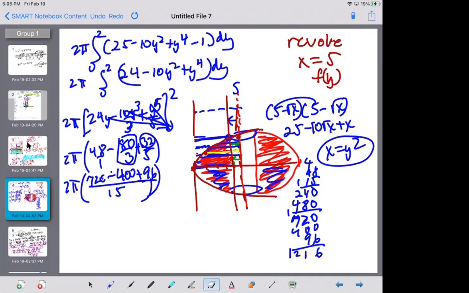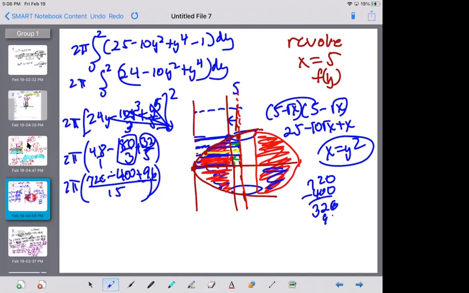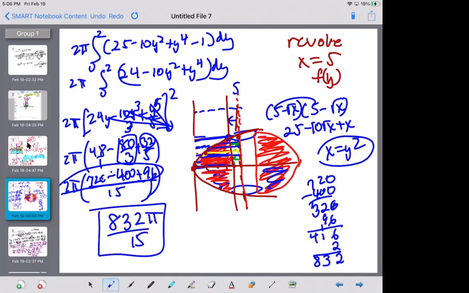All right. Watch out for all my mistakes. All right, so 720 minus 400 is 320, and 96 more is 416, times 2 is 832. So all of this multiplied together at the top is 832 pi over 15. And I'll double check that later and come back and say again if I've messed it up, but I think that's right. 21 was not that hard.